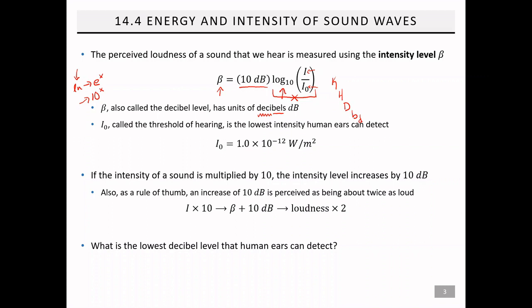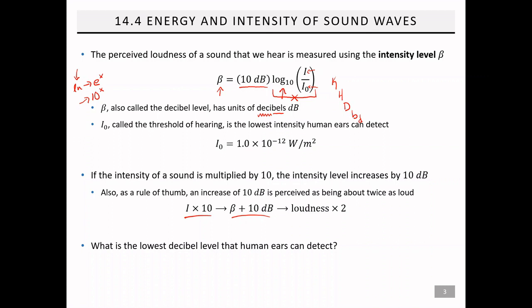Now, just by using math, we can show that if the intensity of a sound is increased by a factor of 10, then the intensity level increases by 10 decibels, by an additive 10 decibels. So if I multiplies by a factor of 10, then beta will increase by plus 10 decibels.